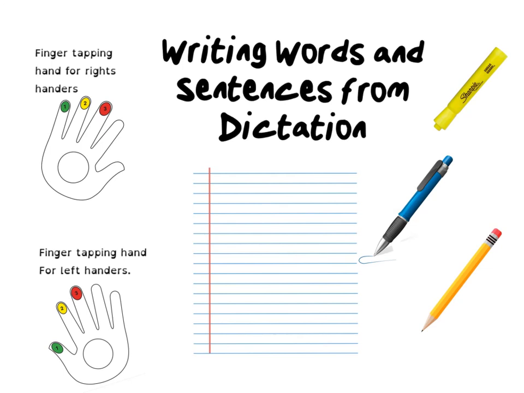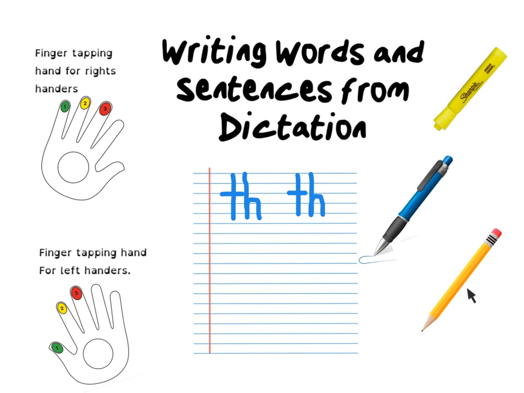Hi everyone. We are going to write words and sentences from dictation in this lesson so that we can continue to practice the TH digraph that we were learning in our last lesson. So remember, sometimes TH has a hard sound that says th, like that. And sometimes TH has a soft sound that says th, as in path.